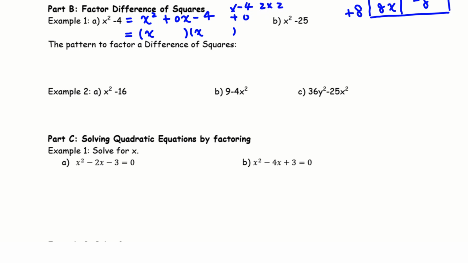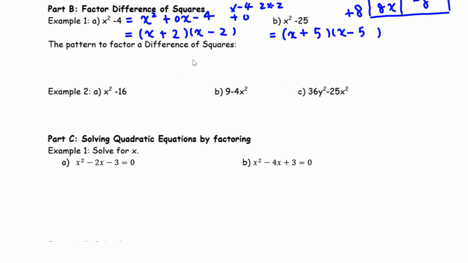Then they need to have different signs. 2 plus negative 2 gives you 0. So the square root of this number, and one positive, one negative, will give you altogether 0. So this one is x squared plus 0x minus 25. So it's x, x. Then we need two numbers the same but with opposite signs. So the square root of 25 gives you 5 and negative 5. So 5x minus 5x gives you 0.